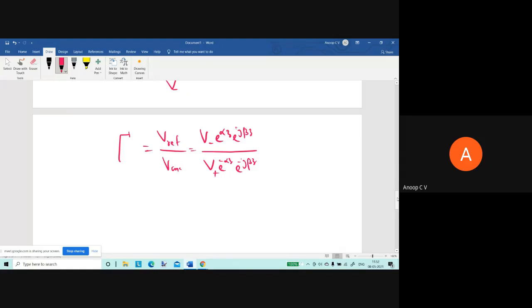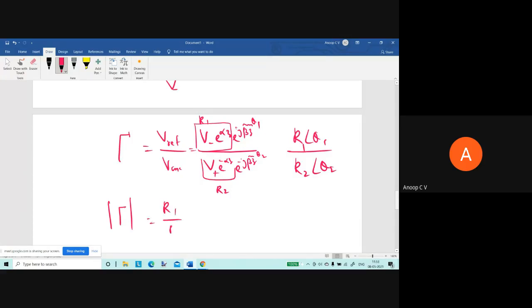So that is gamma, right? And what will be the magnitude of gamma? It is r1 angle theta 1 divided by r2 angle theta 2. This is r1 and this is r2. This is theta 1, this is theta 2. So what will be the magnitude? The magnitude will be r1 by r2.